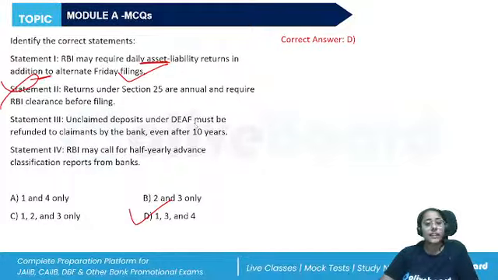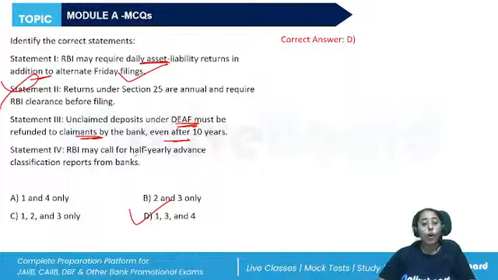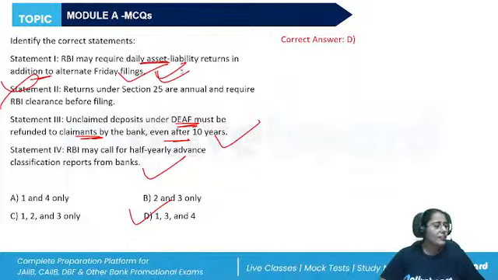Unclaimed deposits under the DEAF must be returned to the claimants even after 10 years. Let's say they're coming to the bank giving satisfactory reasons, it will be returned. RBI can also call for half yearly advance classification reports from the banks. So, all of these points that are given in the question, remember these points. Multiple selection questions, direct questions, true or false questions, anything can be asked by the institute.